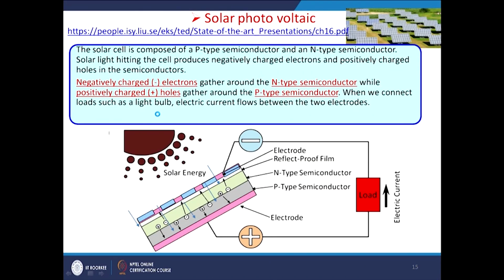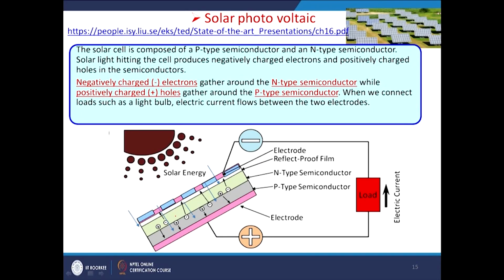Now, we are coming to solar photovoltaic. Solar photovoltaic is another type of technology, the latest development of solar technology, and the most important one, which can give us electricity directly without the production of steam, unlike the solar thermal route.